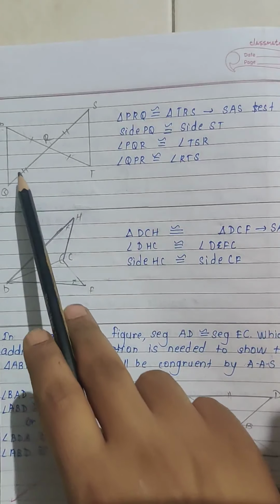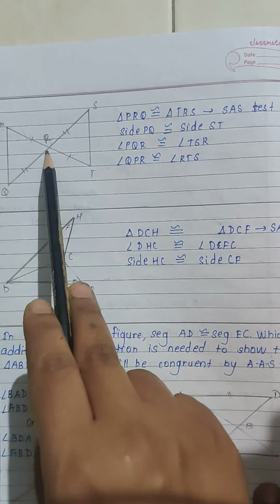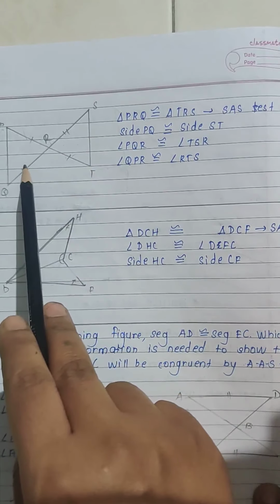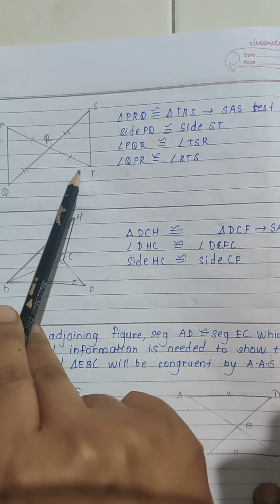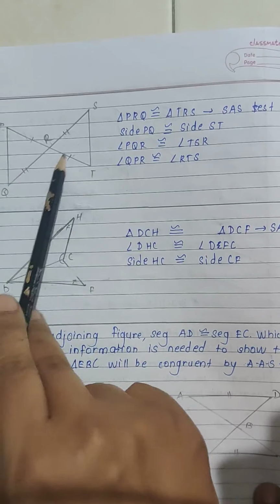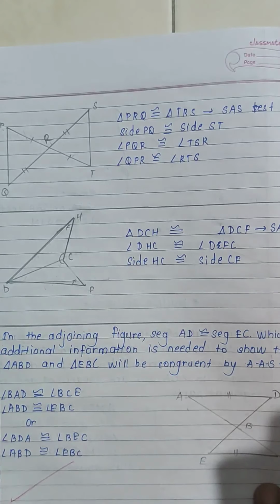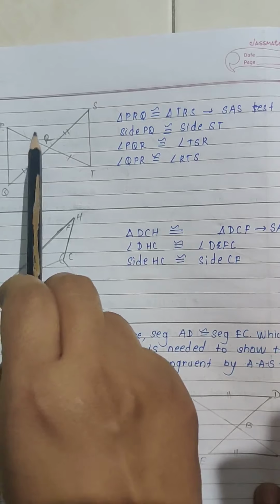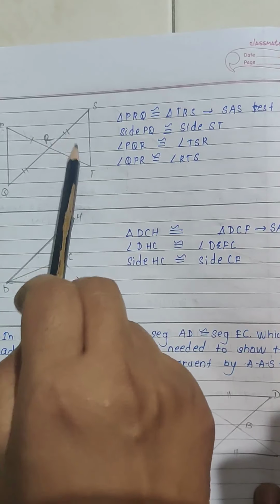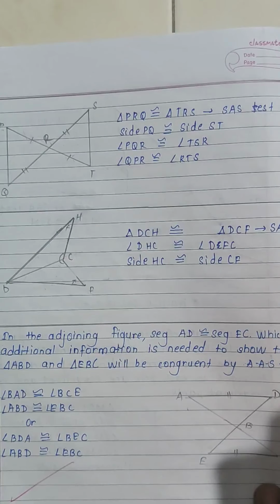The second two triangles are here, PRQ and RST. In these two triangles we can see PR and RT are having identical marks. RQ and RS are having identical marks, and this is a vertically opposite angle. So these two will be equal. So we can say side, angle, side. So these two triangles are congruent by side, angle, side test.